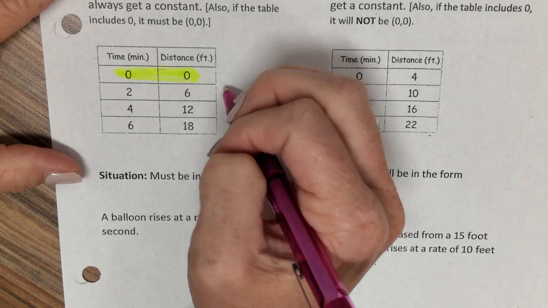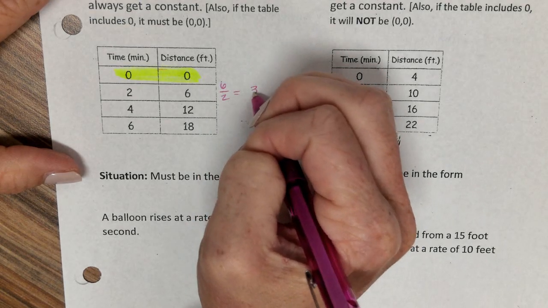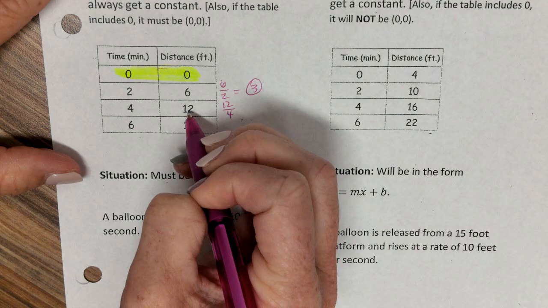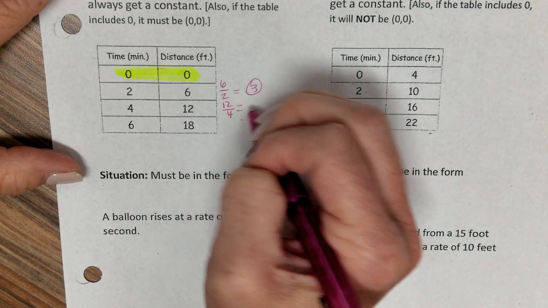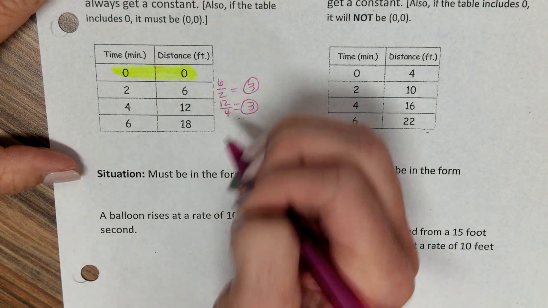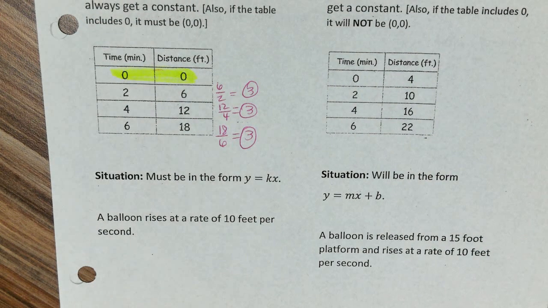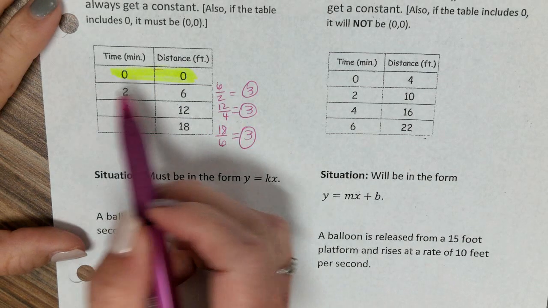So, for example, what is 6 divided by 2? 3. What is 12 divided by 4? Do y'all see what I'm doing? Y divided by x. 3. What is 18 divided by 6? 3. So, on a proportional table, when you divide y divided by x, you will get the same answer for every single coordinate. Except the zeros, like obviously leave those out.